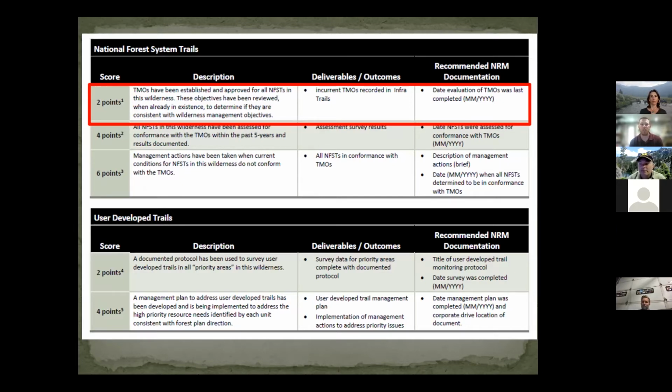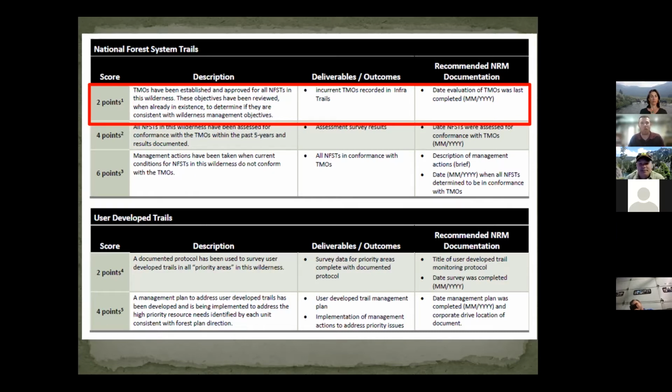So the 2-point level is just that TMOs have been established for the trails in the wilderness. I don't remember the year. I want to say it was 2005, 2007. It became a requirement to put TMOs together for each of your trails. Across the country, some forests have done a better job of getting those established than others. But at this point, we're doing pretty well, and most trails have TMOs established. One of the issues we're running into is we realized they created TMOs, they just never actually signed them. So they haven't really been official in our data yet. It's kind of an interesting thing.